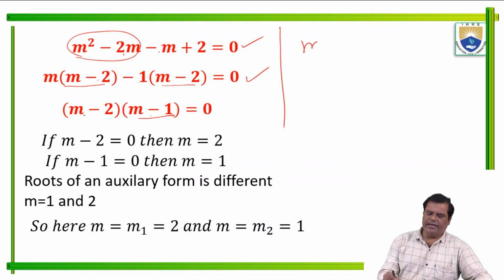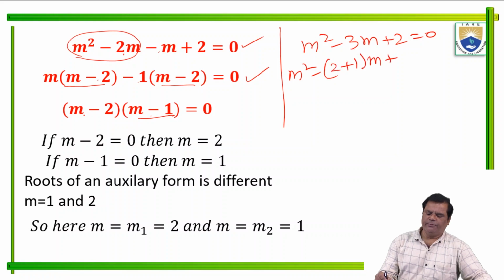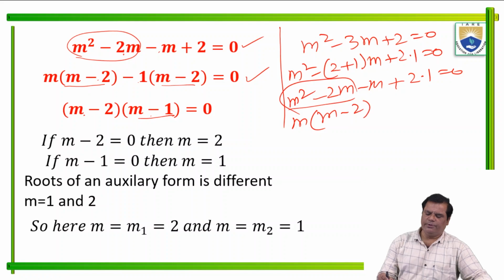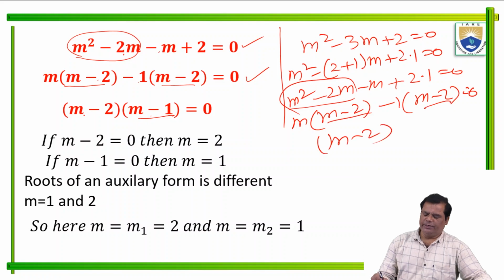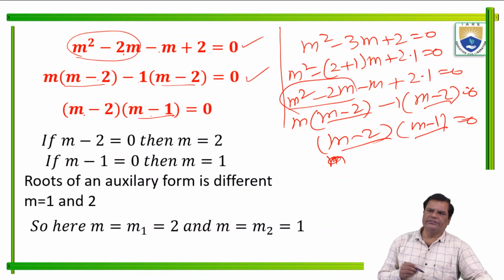Here we solve this again: m² - 3m + 2 = 0. Writing 3 as 2 plus 1, we get m² - 2m - m + 2 into 1 = 0. Here m is common in two terms: m(m - 2) and -1(m - 2) = 0. So m - 2 is common, and the other factor is m - 1 = 0. So these two are the factors after factorizing this equation.